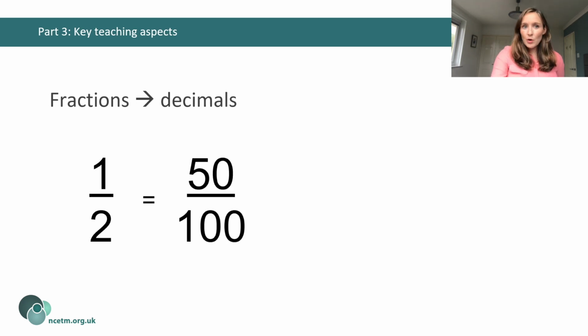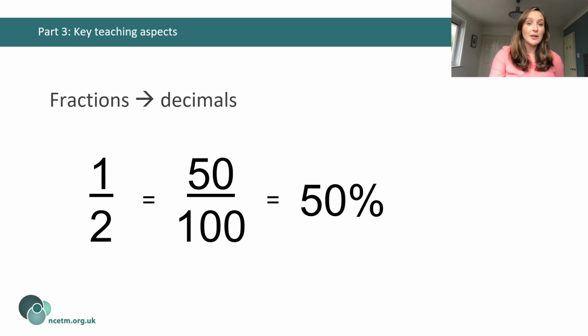So 1/2, hopefully they're happy by this point to get to 50 over 100, which is 50%. And then again, hopefully using the skills they've learned so far and what they're familiar with, they can then say, well, that's 0.5. Once I'm happy with that, I tend to ask them to think about looking at an alternate method. Can we find another way of getting from 1/2 to 0.5 without using this middle step?